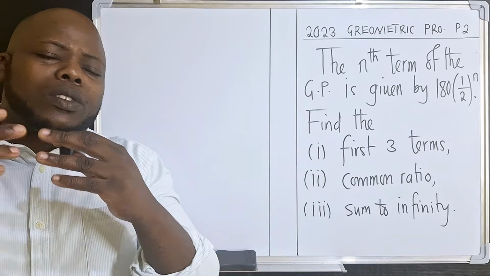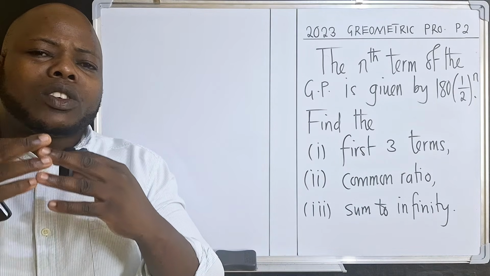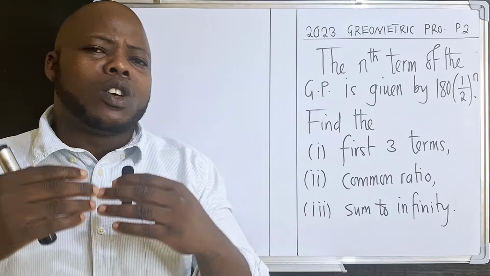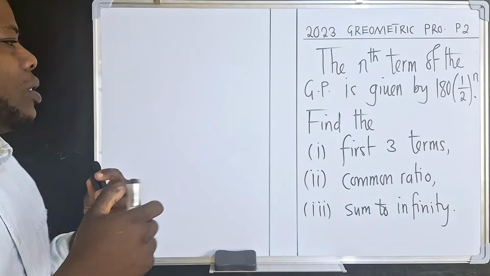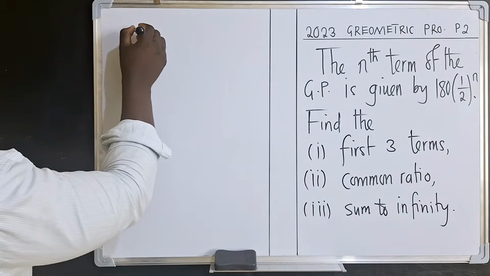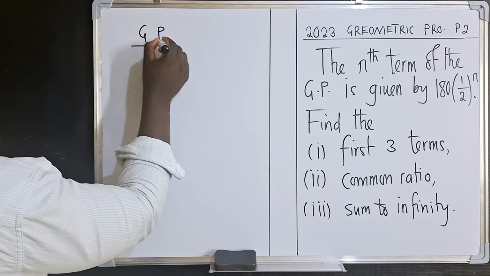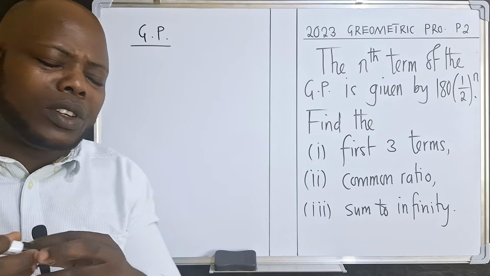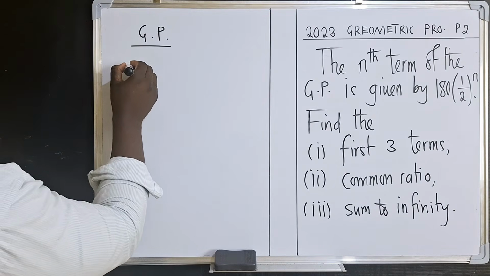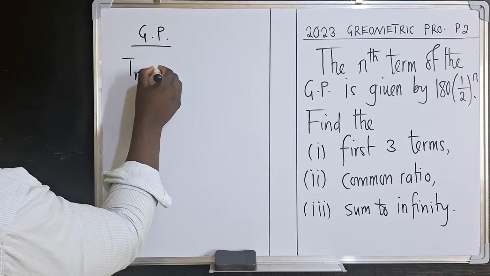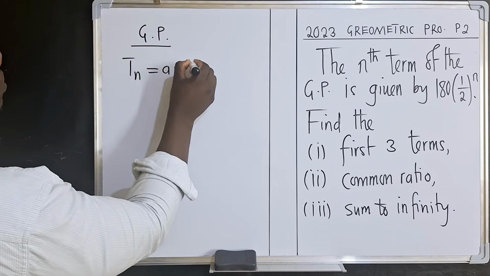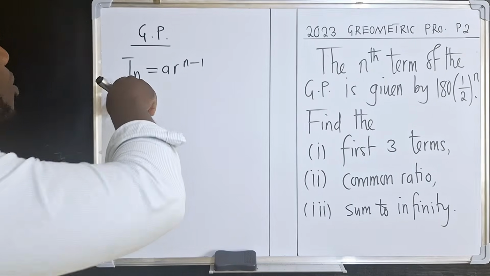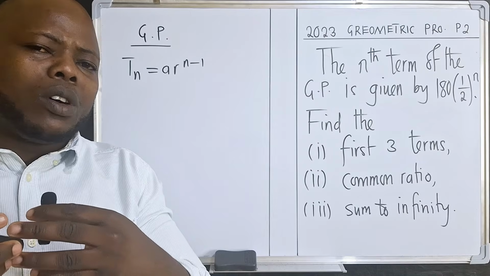When you meet a question like this, what should come to your mind? When we say geometric progression, what are we talking about? Whenever you're dealing with GP, you must be familiar with the formulas involved. There is a formula which goes like this. This formula is for finding a term.